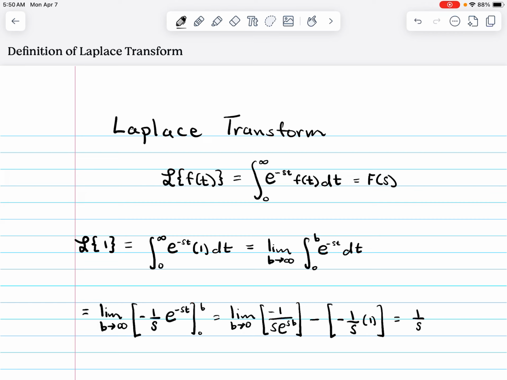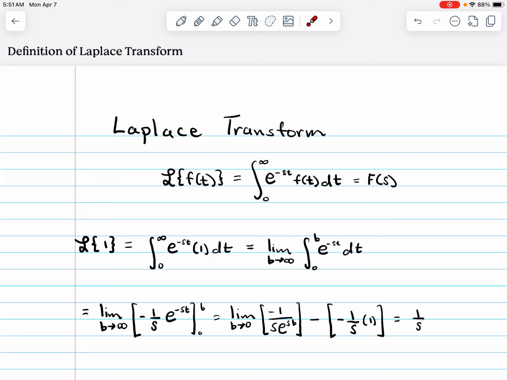When we talk about the Laplace transform, we're going to denote it this way. We've got a cursive capital L, L of f of t. That transform is defined this way. It's this improper integral from 0 to infinity of e to the negative st times that function. And what we're doing is taking this function f of t and transforming it into another function, capital F of s, a function of s.